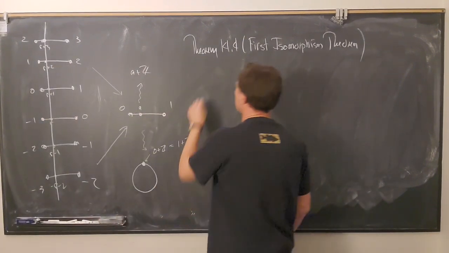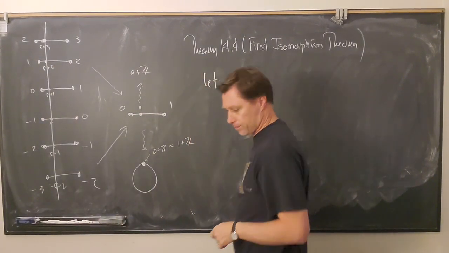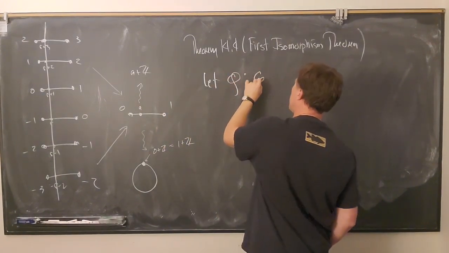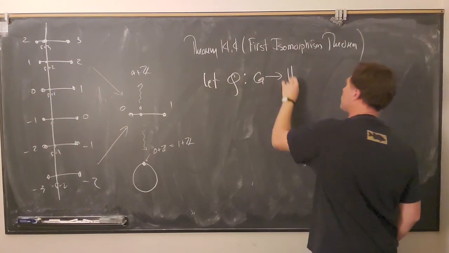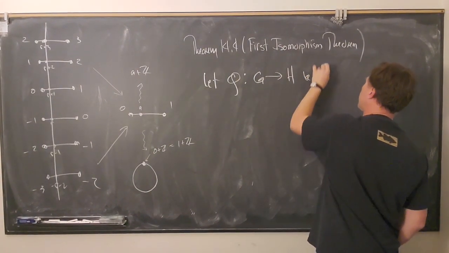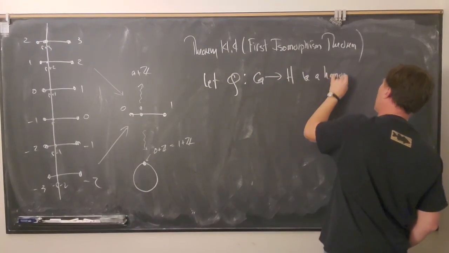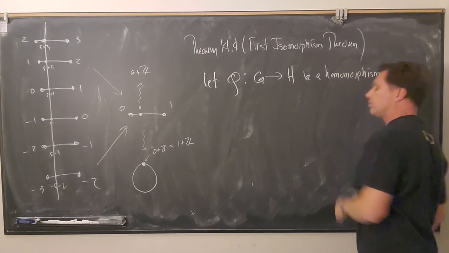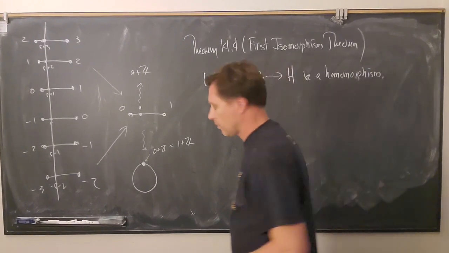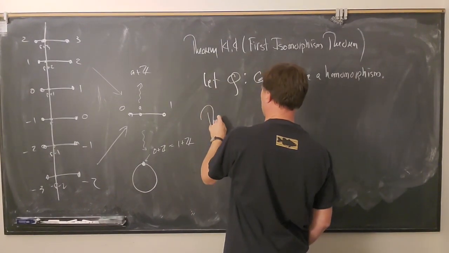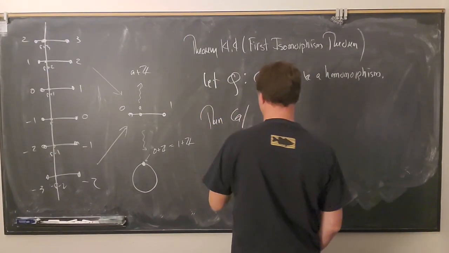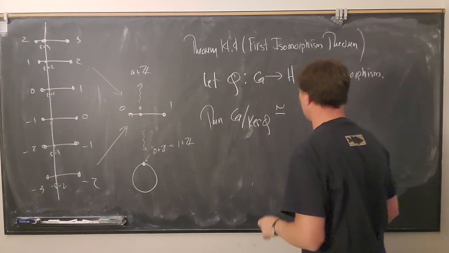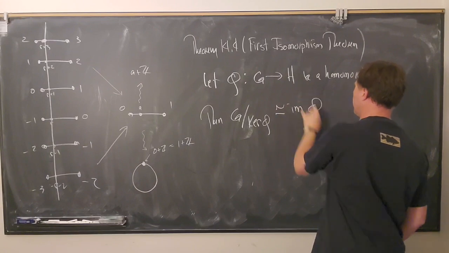So it goes like this. Let's call it phi from G to H be a homomorphism. Then G mod the kernel of phi is isomorphic to the image of phi.